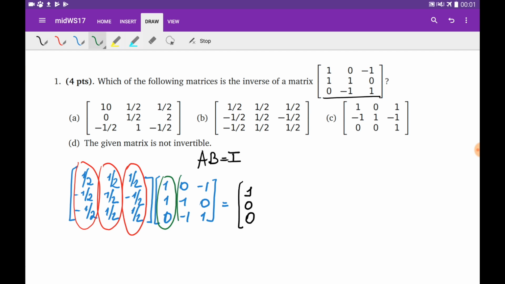The second column tells me that I have to multiply the second column by 1 and the third column by minus 1, and add them. If I multiply the last column by minus 1 and add them, I will get 0 here, 1 here, and 0. The last column tells me that I have to multiply the first column by minus 1, which becomes minus 1 over t, 1 over t, and 1 over t. I add this to the last column, and what I obtain is 0, 0, and 1. So this matrix is the inverse of the given matrix.